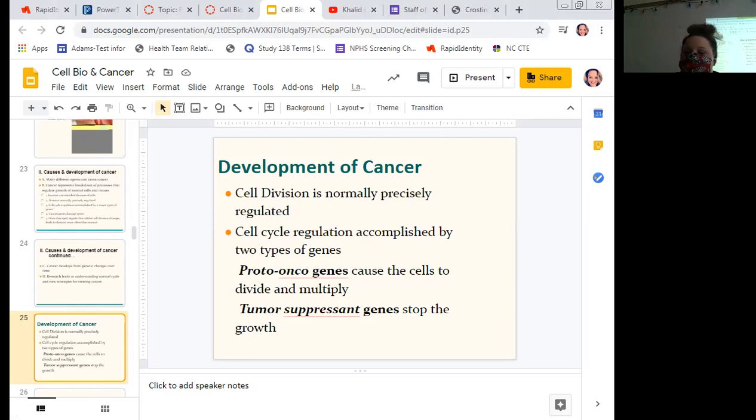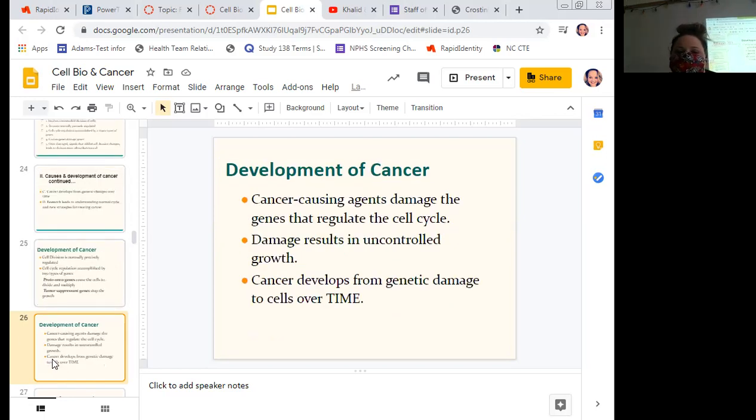Proto-oncogenes, if they get turned on because of a mutation in the genetic sequence, then they will continue causing that rapid cell division, which in turn leads to a mass of abnormal cells. What is a mass of abnormal cells called? A tumor. Perfect.